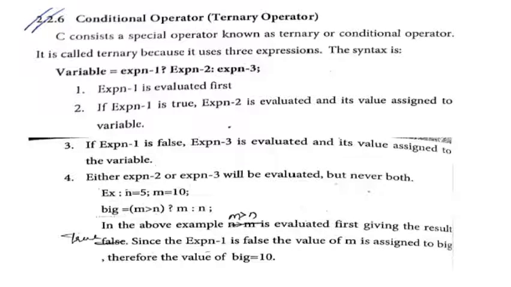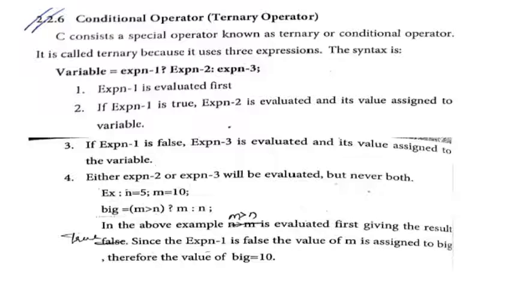Good morning students. Today we are going to discuss the conditional operator, which is nothing but the ternary operator. As we all know, C programming has a special operator known as the ternary or conditional operator. It is called ternary because it uses three expressions.